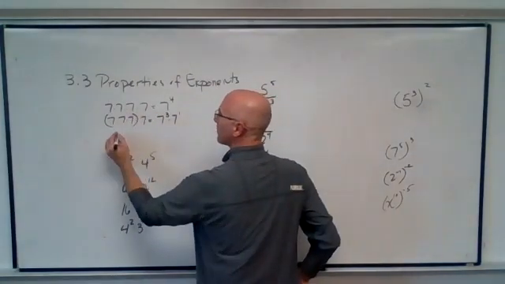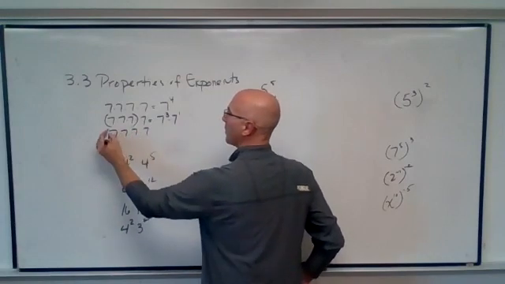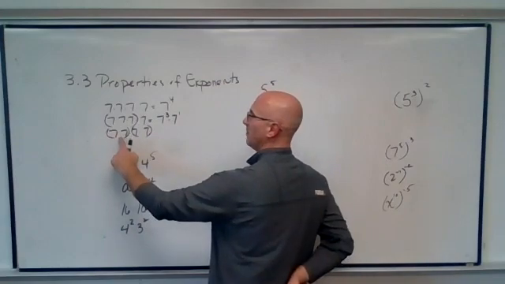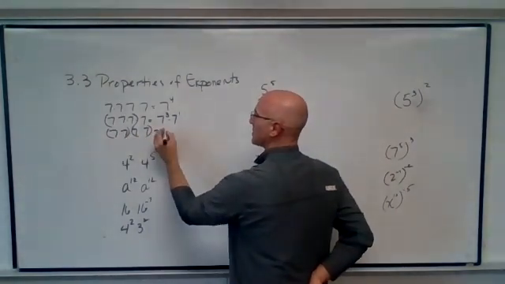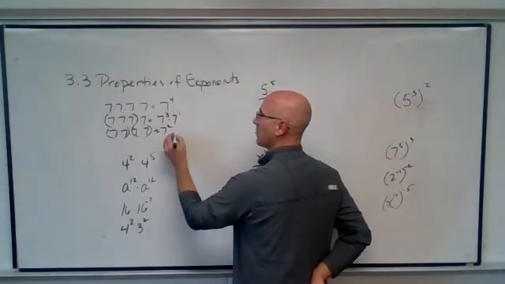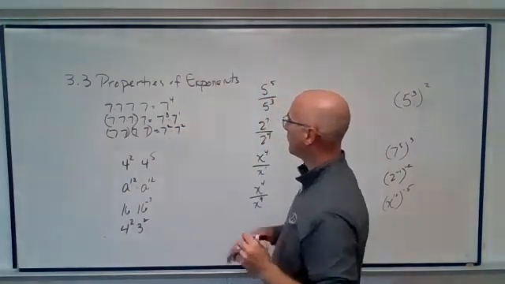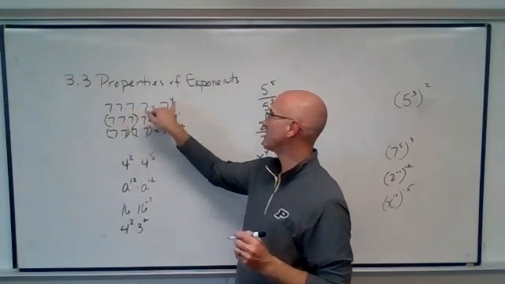What if we group this a different way? What if we said that we have this and we grouped these two and these two? So we have 7 times 7 and 7 times 7. Now we can rewrite this as 7 squared, and then we can write that as 7 squared. But we know that 7 times 7 times 7 times 7 is 7 to the 4th.